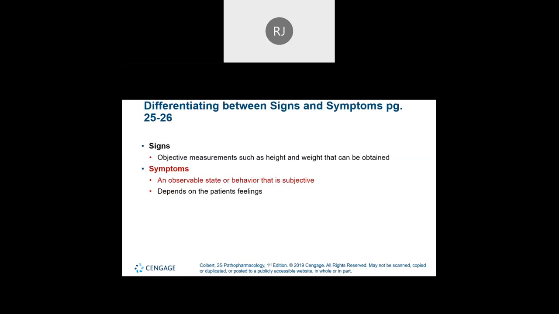On page 25 and 26, our text talks about the difference between signs and symptoms. Signs are objective measures, such as height and weight, that can be obtained, and symptoms are an observable state or behavior that is subjective. Symptoms all depend on the patient's feelings.